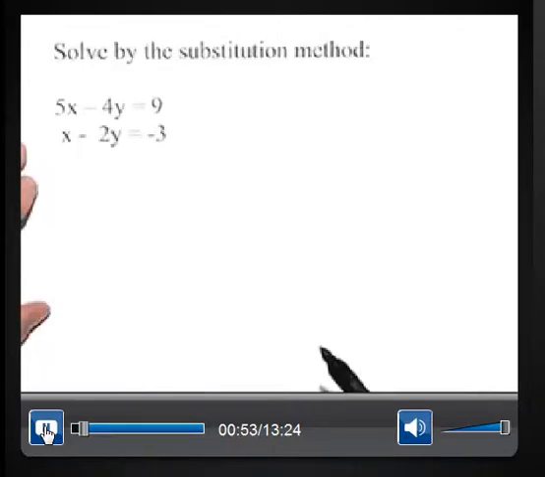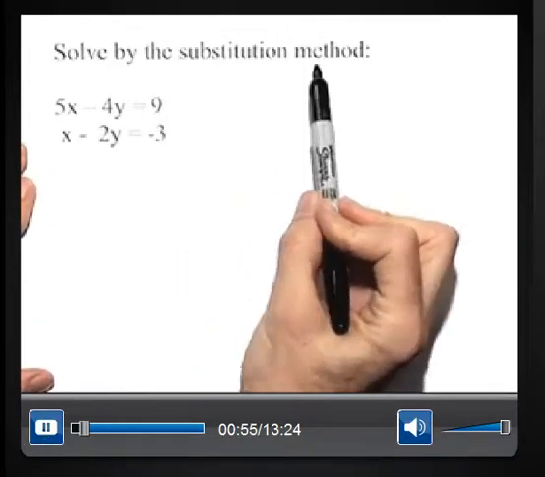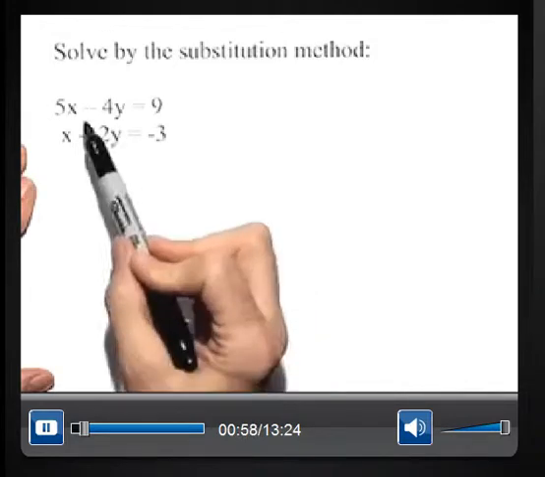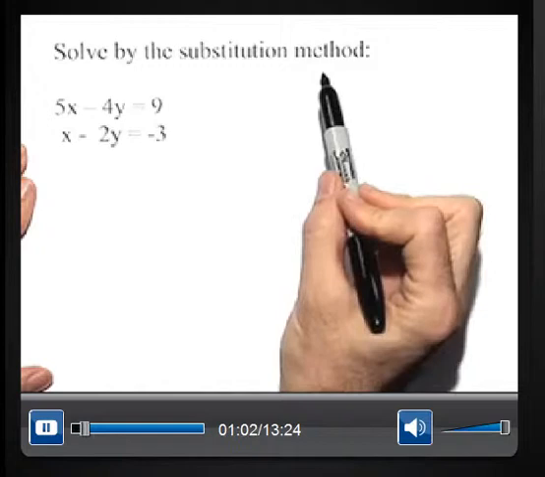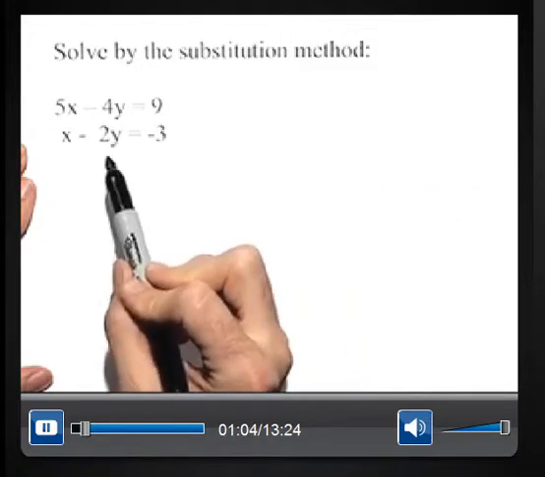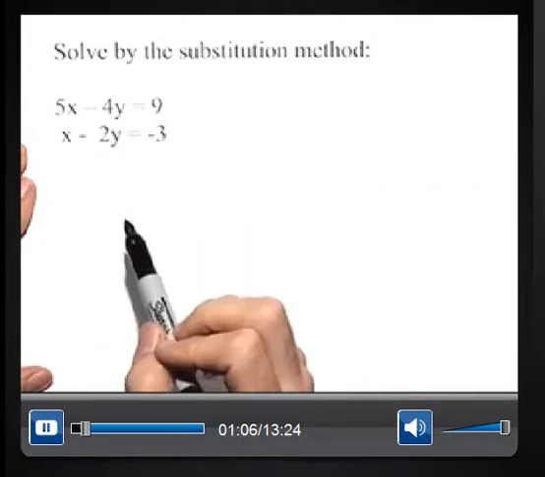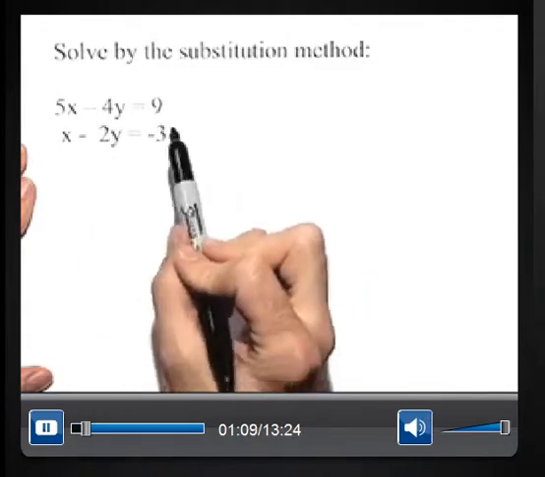In our first example, we're asked to use the substitution method to solve the following system of two equations and two unknowns. The way the substitution method works is that you find one variable that you can solve for in either equation, solve for it, and substitute the answer into the other equation.